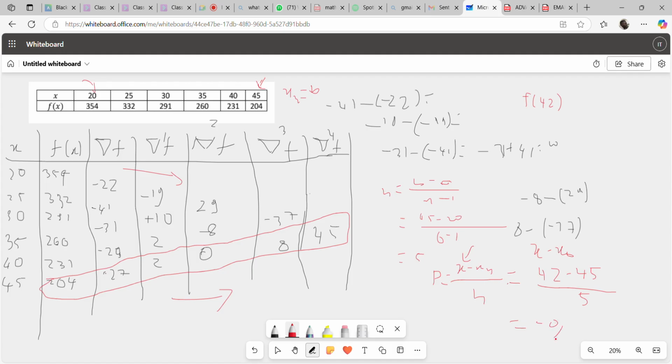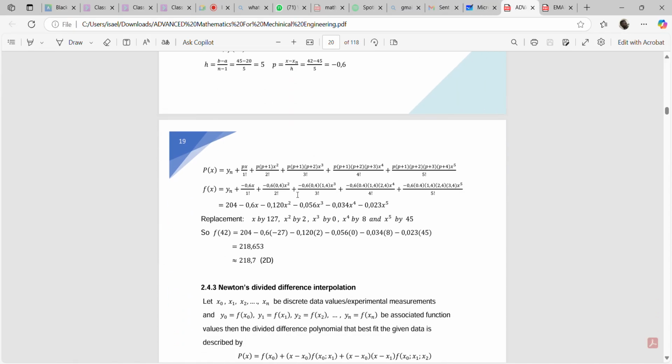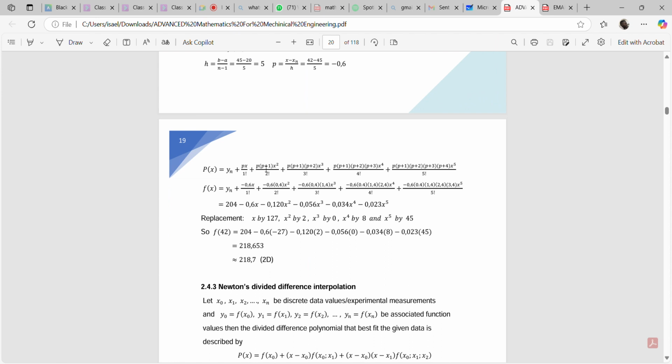So what is important between forward and backward? The first thing is how to get the P. For backward, it is X minus Xn, so X minus the biggest value. For forward, it is X minus X0, X minus the smallest value. So that's the difference. But I don't think there's a difference in the formula on how to solve it.